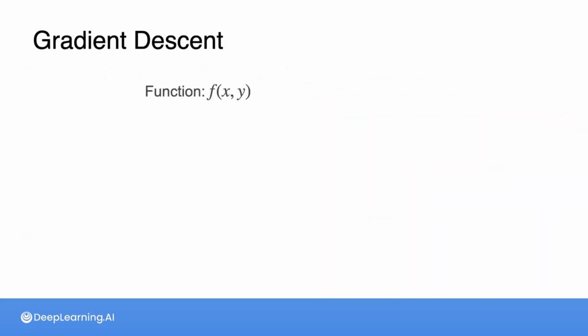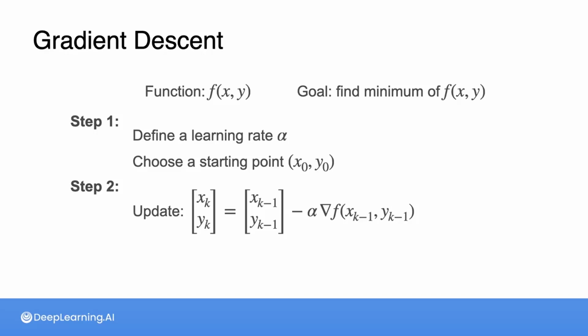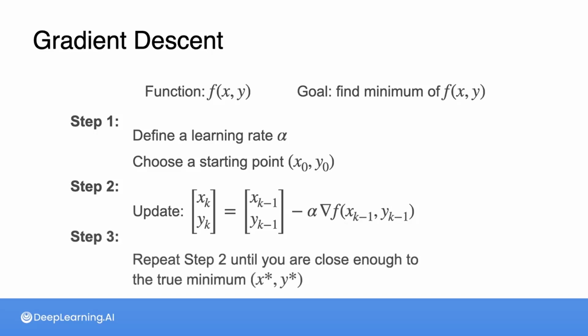So in short, the gradient descent algorithm is very similar to the one we did in one variable. Now we have a function f of x, y. The goal is to find the minimum. So the first step is to define a learning rate alpha and to choose a starting point (x0, y0). Step 2 is to update the kth position by taking the (k minus first) position and subtracting the learning rate times the gradient at the (k minus first) position. And then step 3 says repeat step 2 until you're close enough to the true minimum. And as usual, you know when the true minimum is happening because it's when you move really slowly, or maybe not move basically at all.